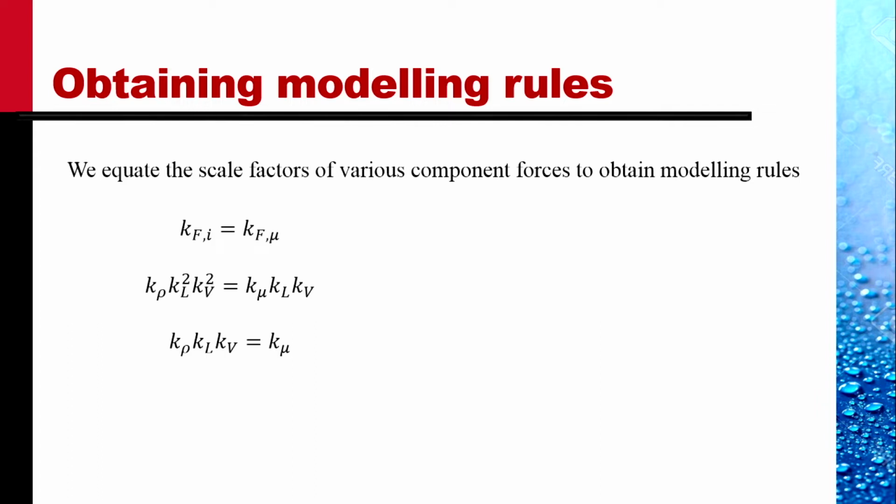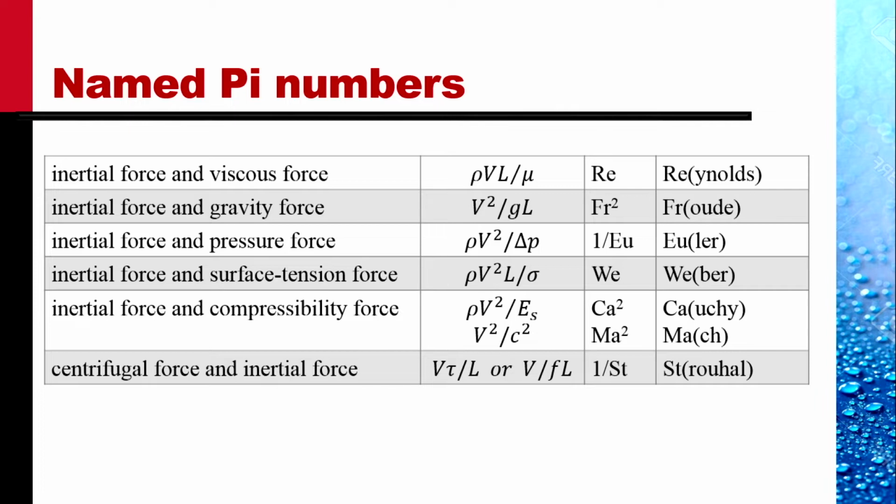So, for example, if we equate the scale factor for the inertial force and the viscous force, we get this relation among the scale factors for the independent parameters. And then from this, we can write rho VL by mu as an invariant. Of course, this is recognized as the Reynolds number, if rho, V, and L and mu are the characteristic quantities for a given flow. In fluid mechanics, if we take the ratio of the inertial and viscous forces, that is, we equate the scale factors for inertial and viscous forces, we get the Reynolds number.